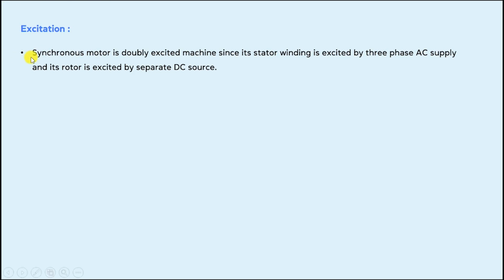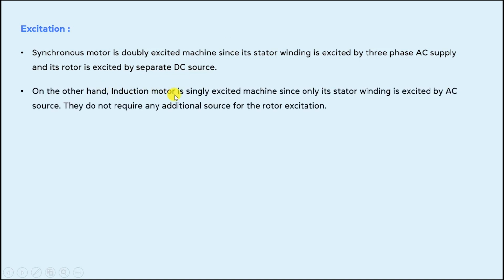The next point is the excitation. Synchronous motor is a doubly excited machine since its stator winding is excited by three-phase AC supply, whereas its rotor is excited by separate DC source. And if we talk about the induction motor, it is a singly excited machine since only its stator winding is excited by AC source. They do not require any additional source for the rotor excitation.